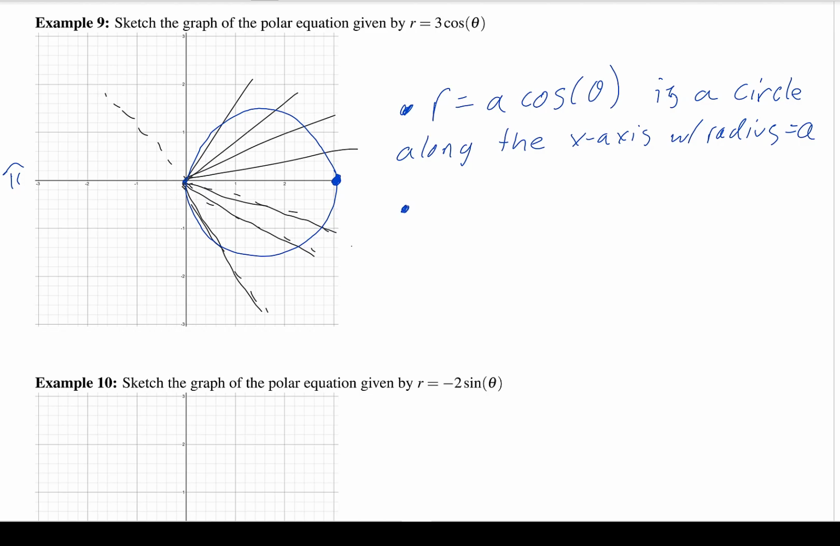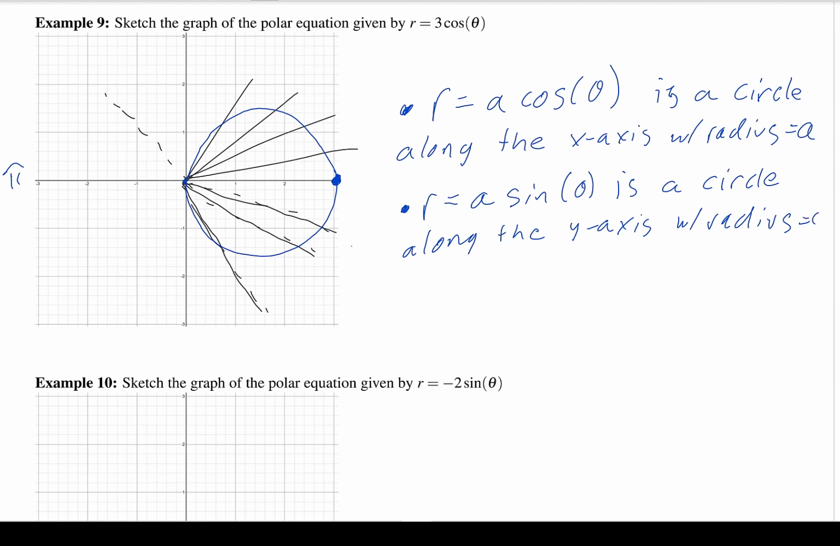Similarly, r equals a sine theta. It's going to be a circle along the y-axis with radius equal to a. This is going to be very important. Being able to identify these immediately is crucial.